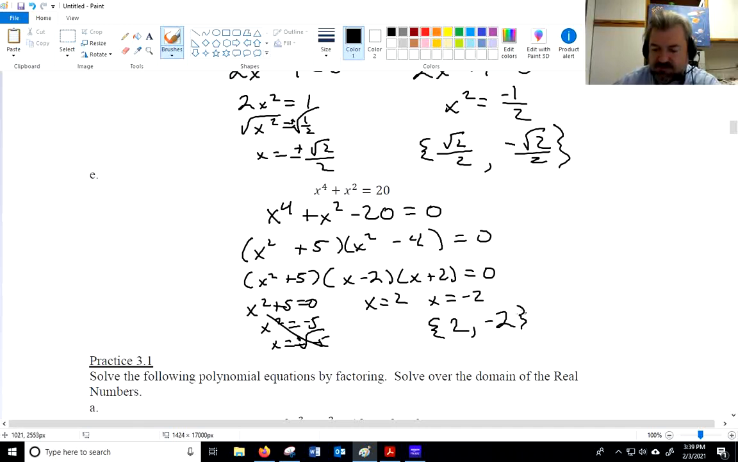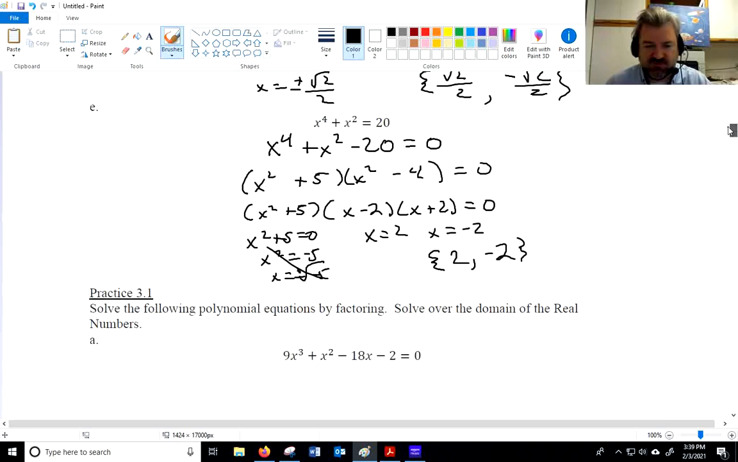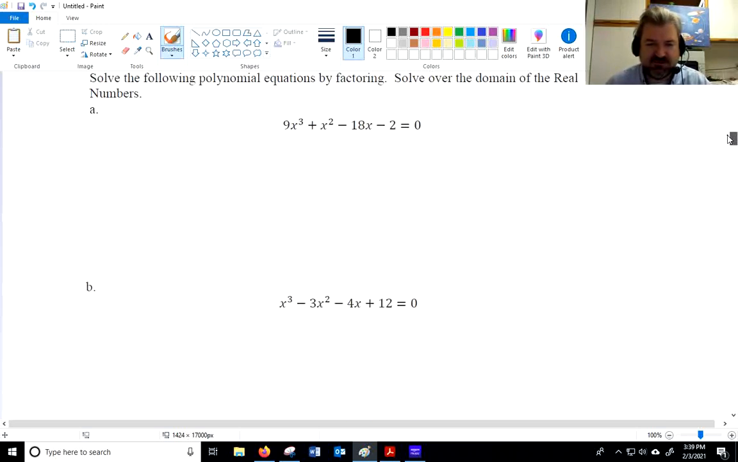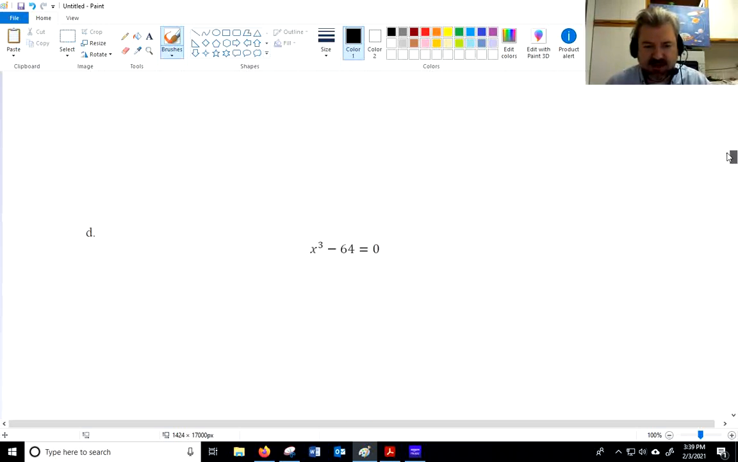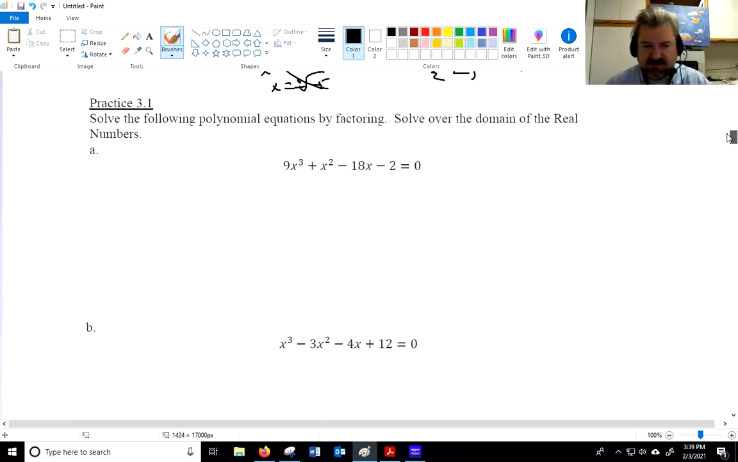So when I say it's not going to give me a real answer, I don't mean it's not going to give me an answer. I just mean it's not going to be a real number, and we're only doing real roots right now. All right, guess what? It is your turn. Please solve the following. Looks like we got 4 of them for you to do. So pause the video and give it a try.